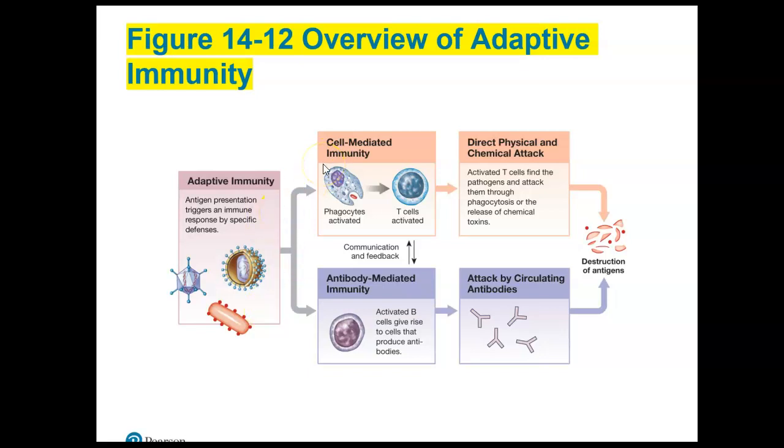All right, in cell-mediated immunity, phagocytes are activated, and then those phagocytes, like macrophages, will then activate your T cells. Special T cells called helper T cells have to also activate other T cells and B cells. And then the B cells are responsible for antibody-mediated immunity. So the response that you get from T cells is to find the pathogen and attack them, either by phagocytosis or the release of chemical toxins and destroy them. And then the antibodies can also destroy antigens in various ways.